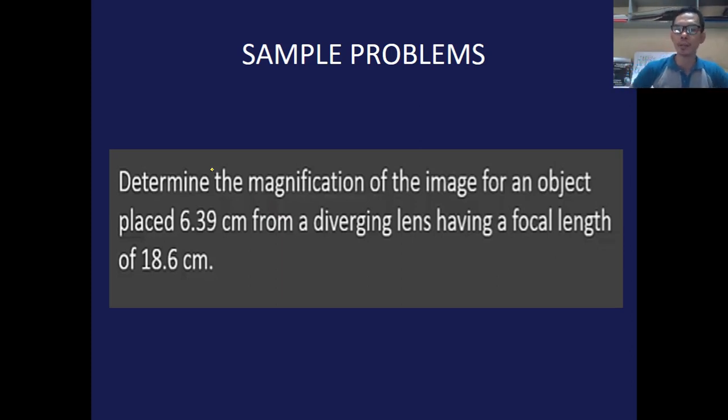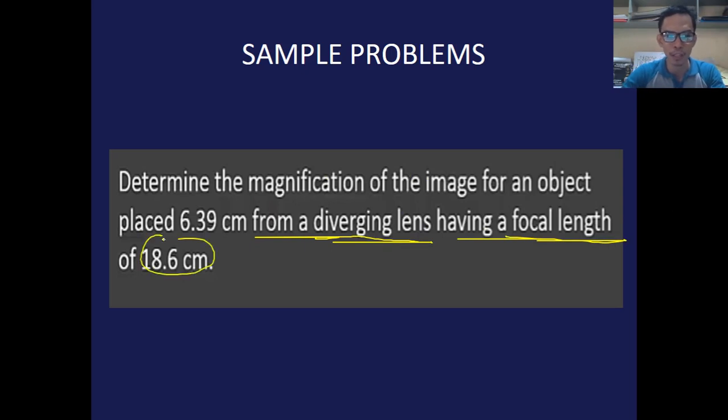Determine the magnification of the image for an object placed 6.39 cm from a diverging lens having a focal length of 18.6 cm. As we all know, the convention for a diverging lens is that the focal length is negative, so this value right here is negative.